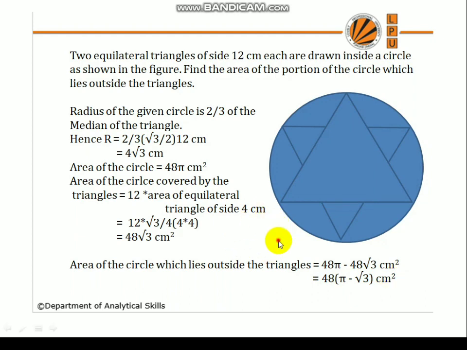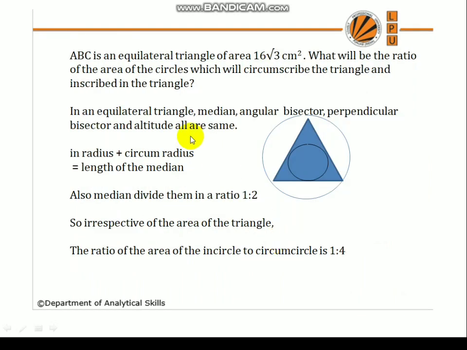Fine, let's see the next problem. ABC is an equilateral triangle of area 16 root 3 centimeter square. What will be the ratio of the area of circles which will circumscribe the triangle and inscribe the triangle?